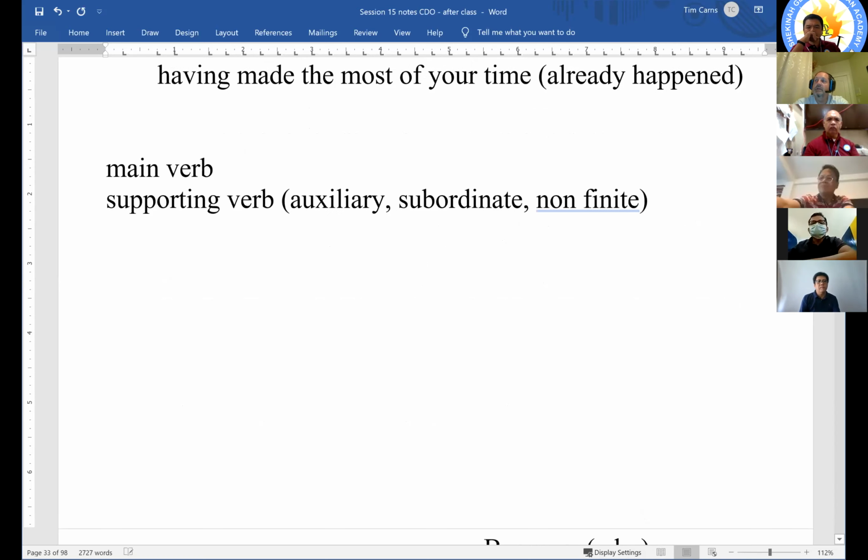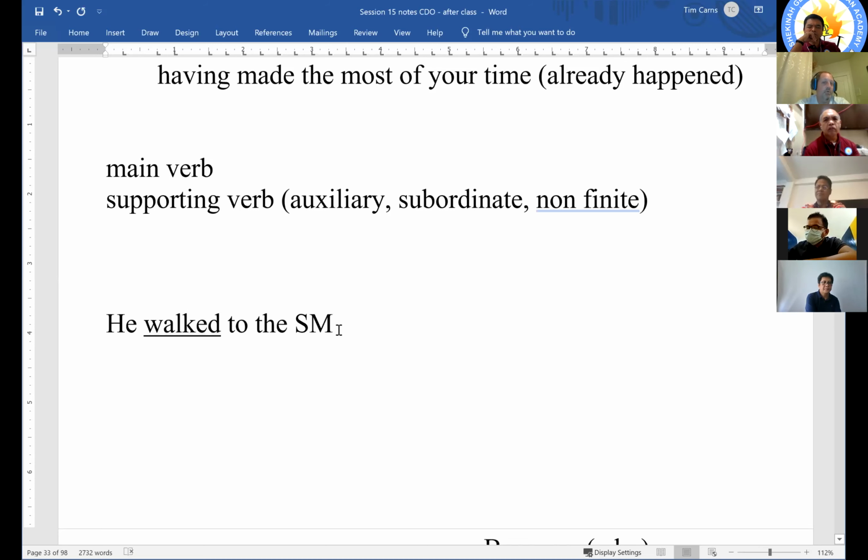It would be a simple sentence. I'll just say, he walked to the SM. Now, that's a main verb. Walked. This is the main sentence. Walked is the verb, he is the subject, and then we have a description of where he walked.